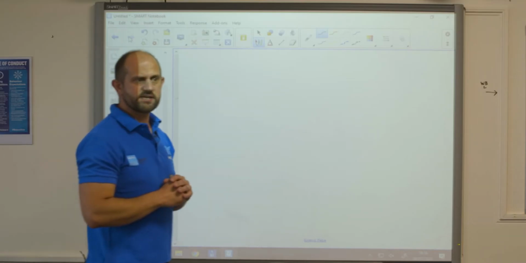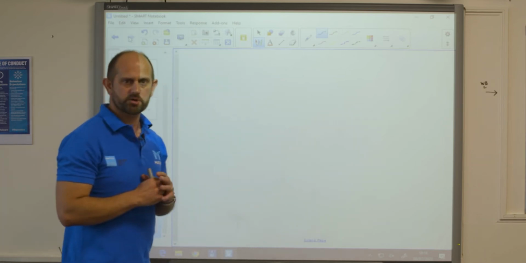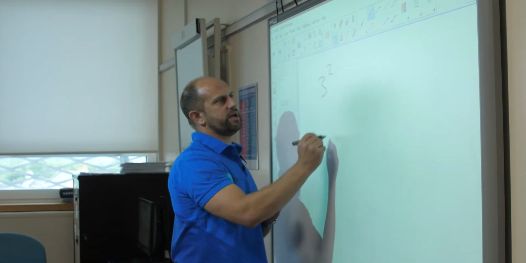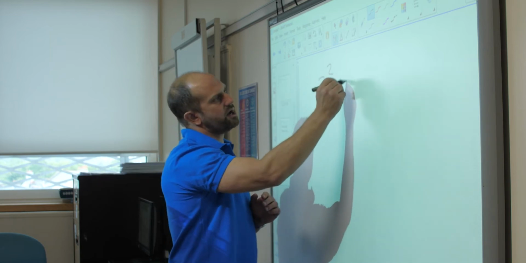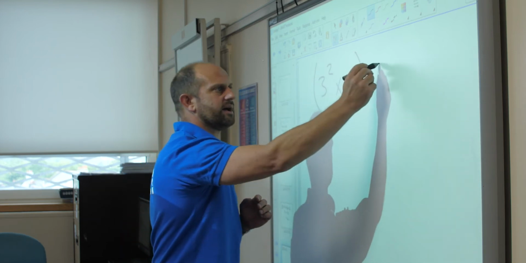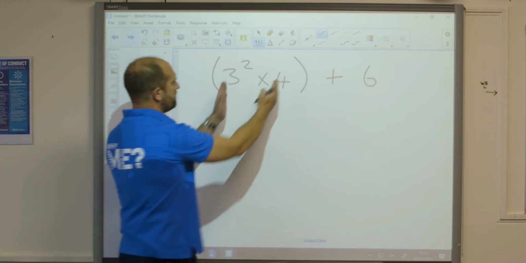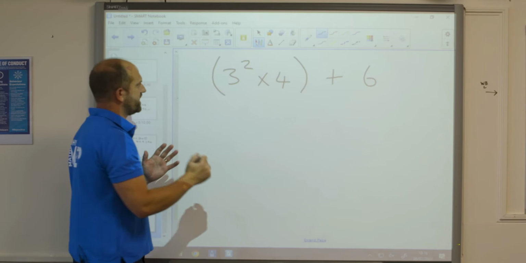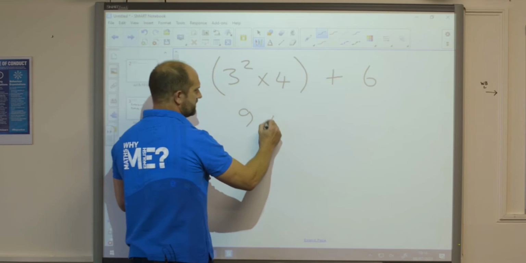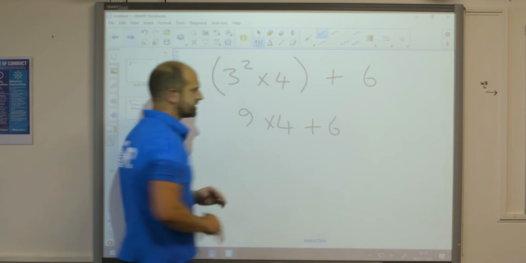Let's have a look at something else now. Let's have a look at indices. Remember, indices are powers or orders, if you learnt BIDMAS at school. So I'm going to do 3 squared times 4. I'm going to put that in a set of brackets, and then after that I'm going to add a 6. So again, brackets first. Within my bracket I've got an indice. So 3 squared, well that's 3 times 3, so that gives me 9. I'm going to times that by 4. I've got rid of my bracket now, plus 6.